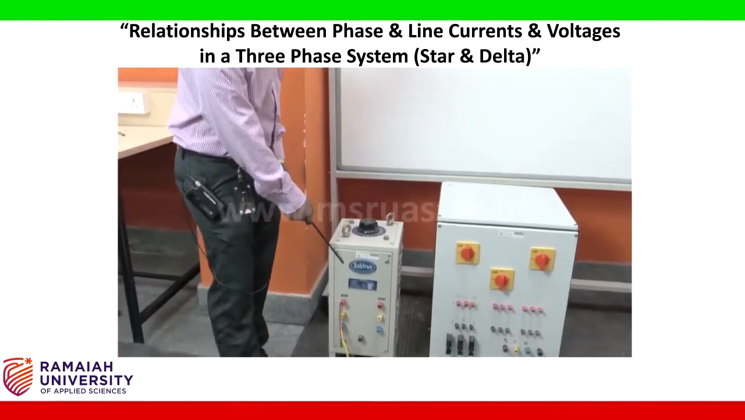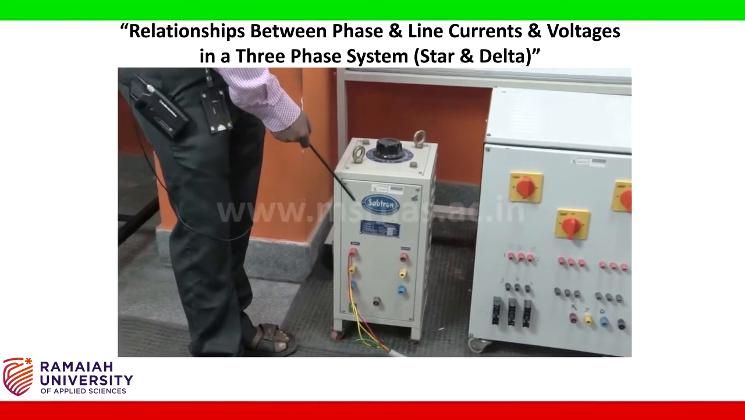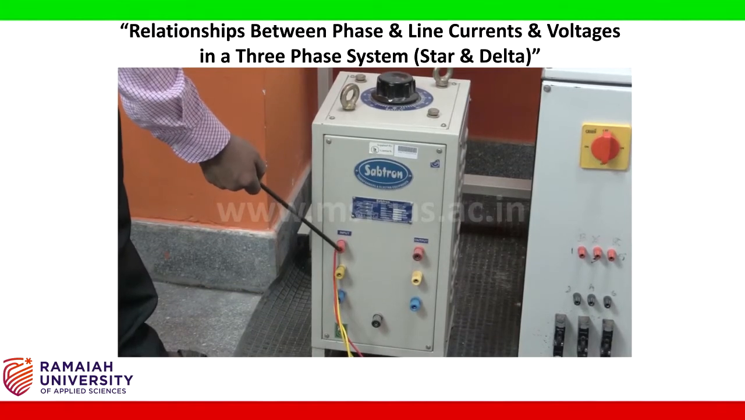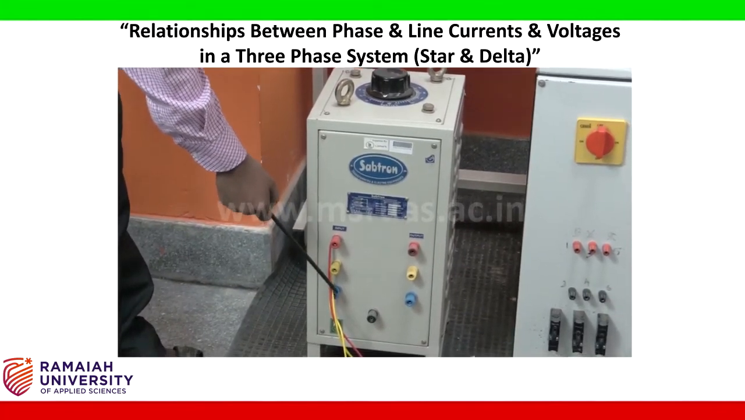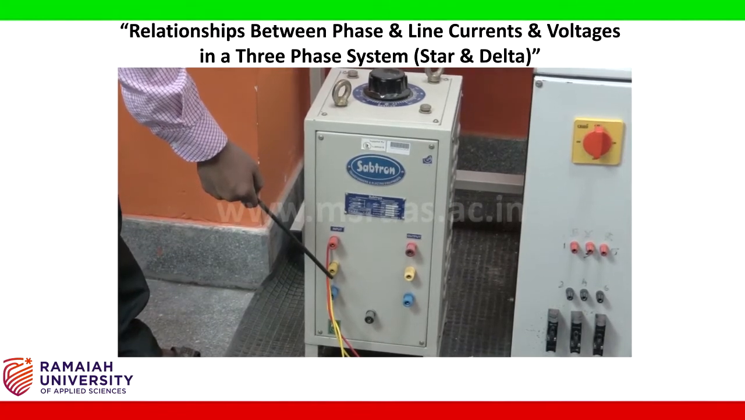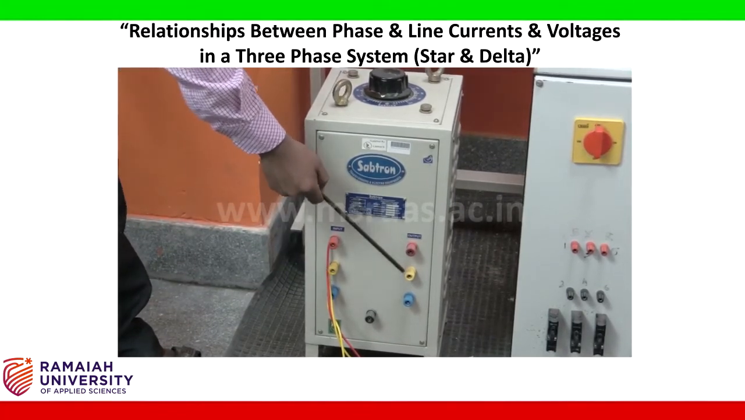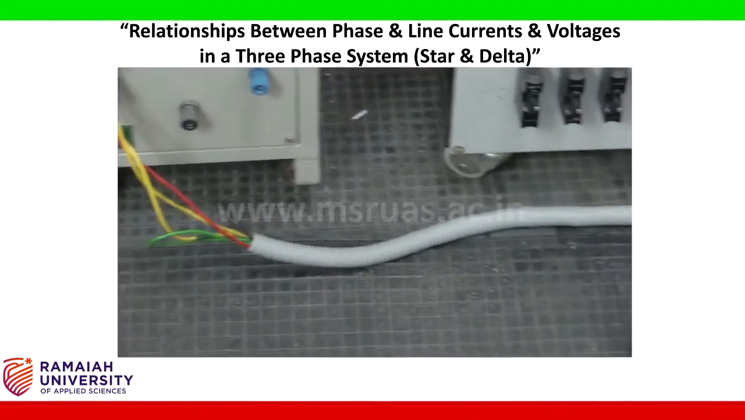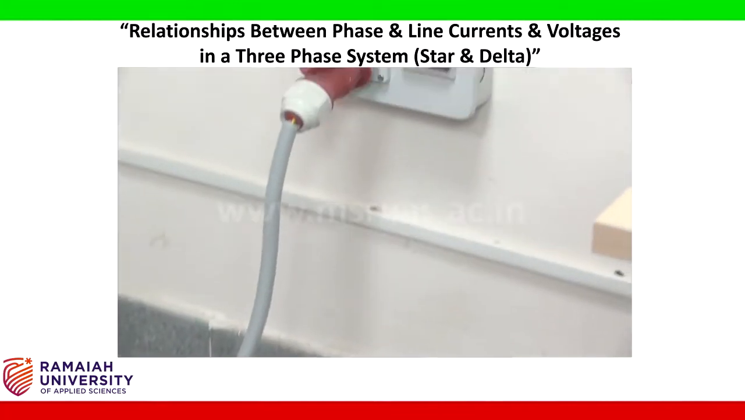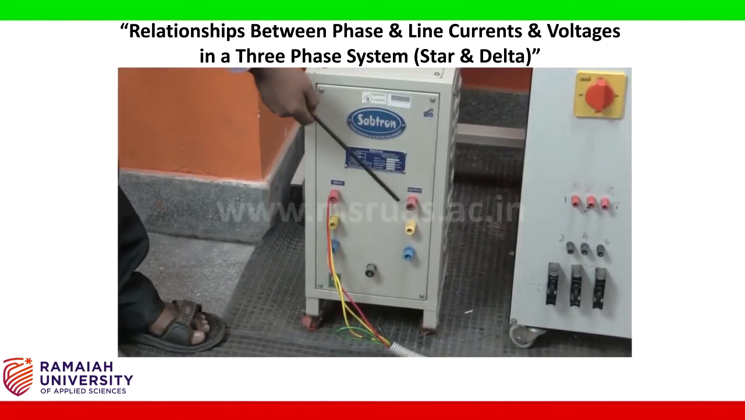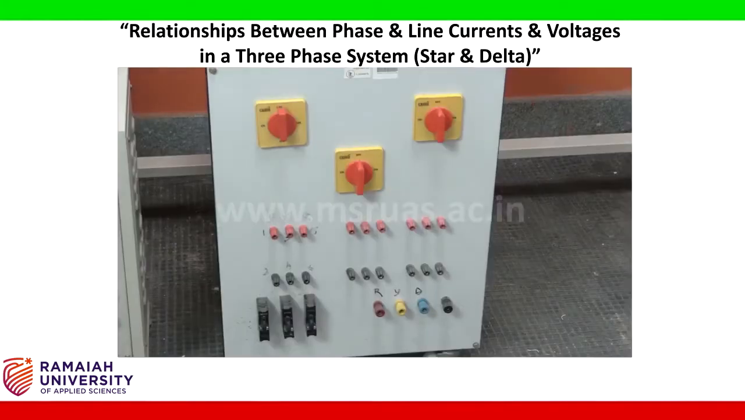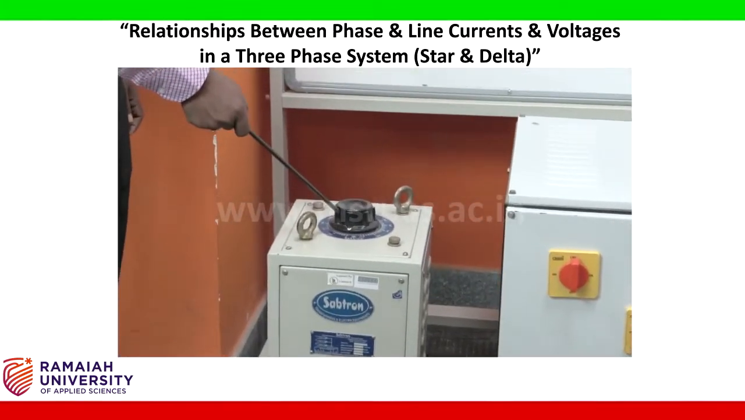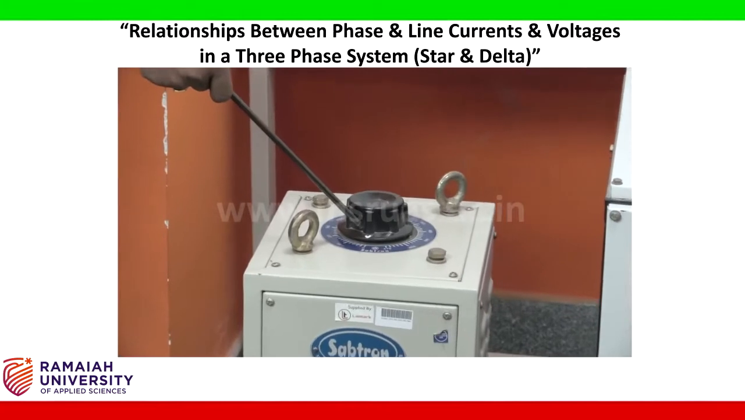This is the three-phase variac. It is also called the three-phase auto transformer. It consists of three input terminals, that is R phase, Y phase, B phase, and also three output terminals, R phase, Y phase and B phase. Usually the input terminals are connected to the supply and the output terminals you have to connect to the load through the meters, and this is the variable knob to apply the required voltage.